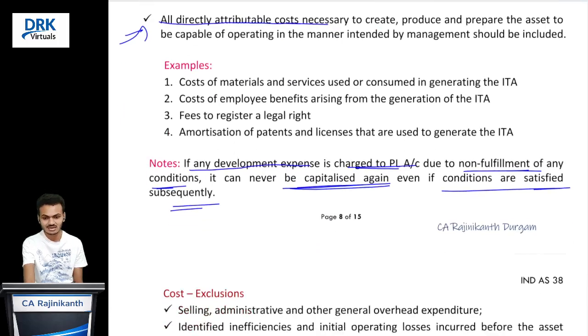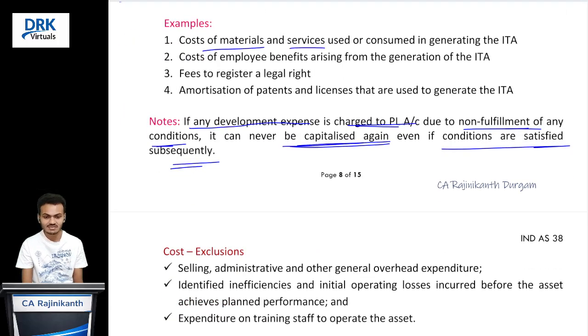So see here the examples. Cost of materials and services used or consumed in generating the intangible asset. Yes, they are very, very essential to capitalize.